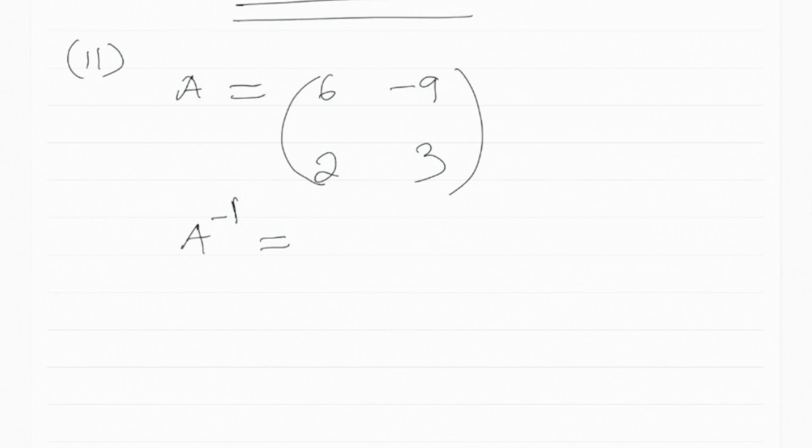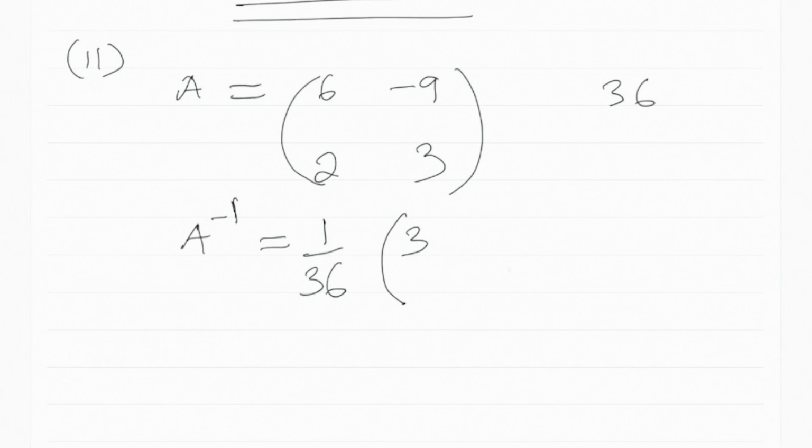So A inverse, first of all, we've ascertained already that the determinant of matrix A is 36. So we'll find the reciprocal of 36, which is 1 over 36, and multiply this by the adjoint of the matrix A, which is 6, negative 9, 2, and 3. But then the adjoint of this matrix, well, watch, we're going to maintain the major diagonal. We're going to swap them. The major diagonal will have 3 and then 6 here.